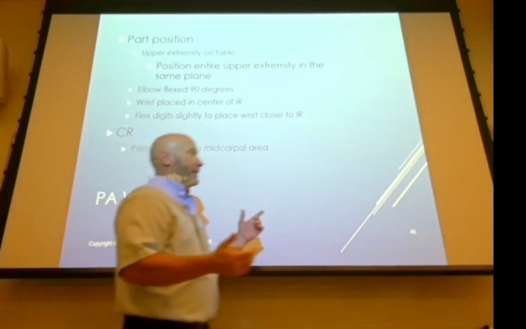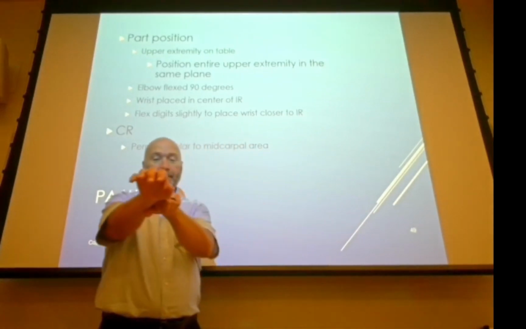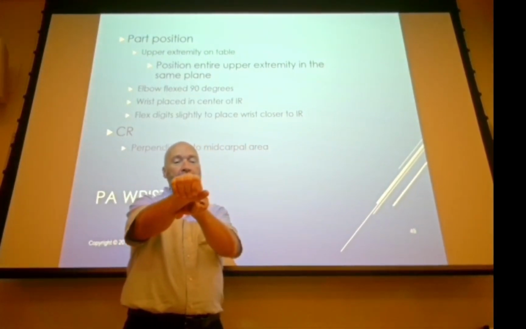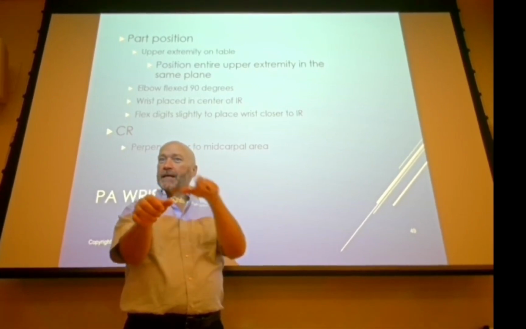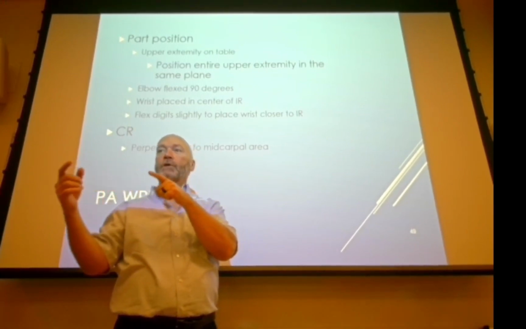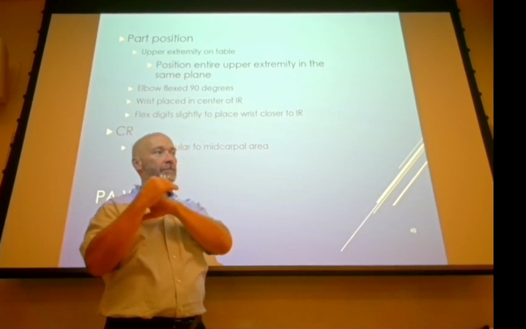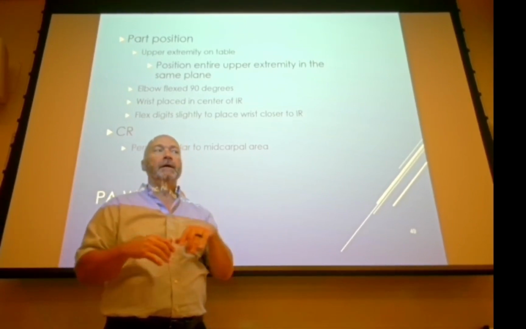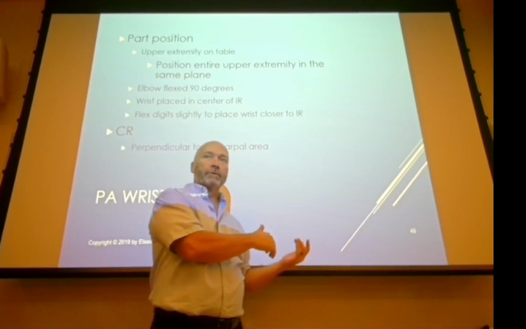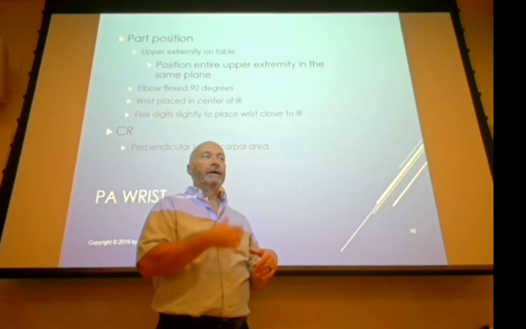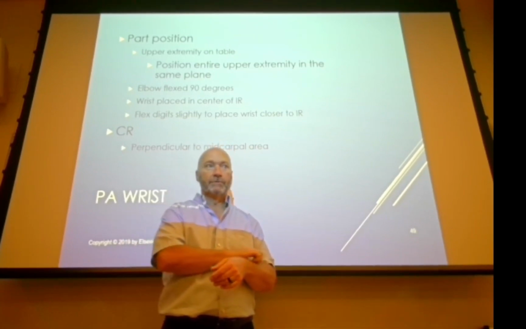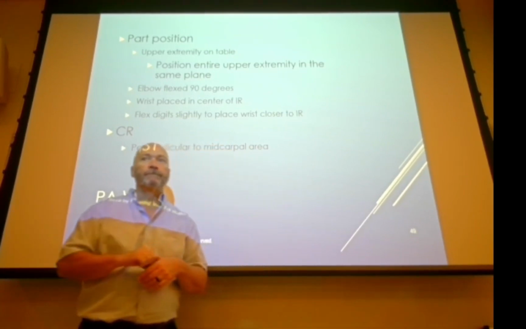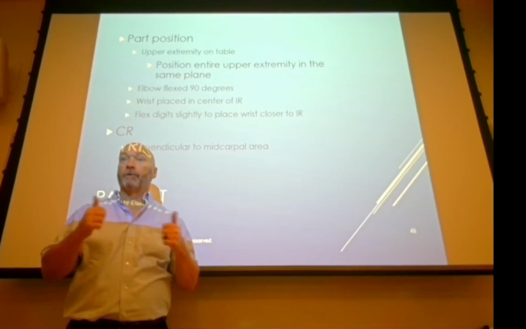All right, so our oblique takes our scaphoid and puts it more parallel to the image receptor. So it takes the bone that we break most commonly in the wrist and puts it more parallel to the image receptor. So we don't have that foreshortening and distortion of the anatomy. We can see it better, and we're more likely to be able to make that diagnosis. 45 degrees.